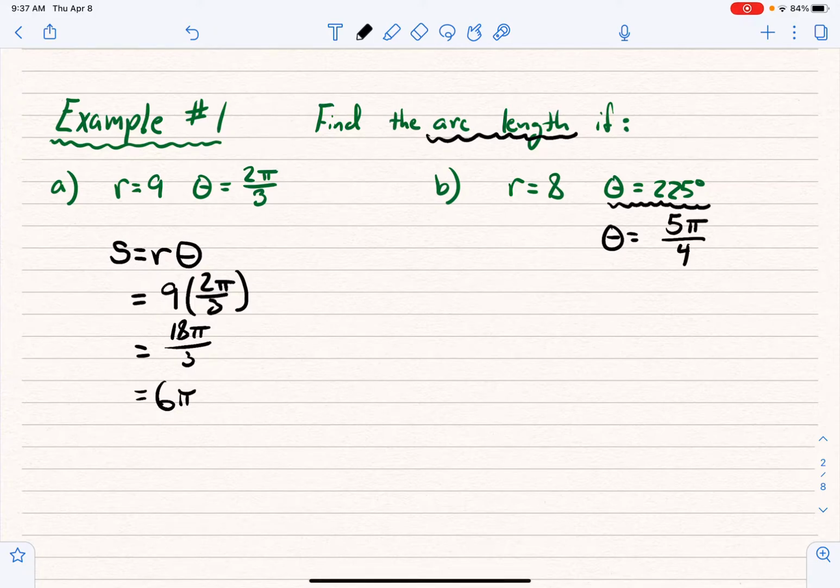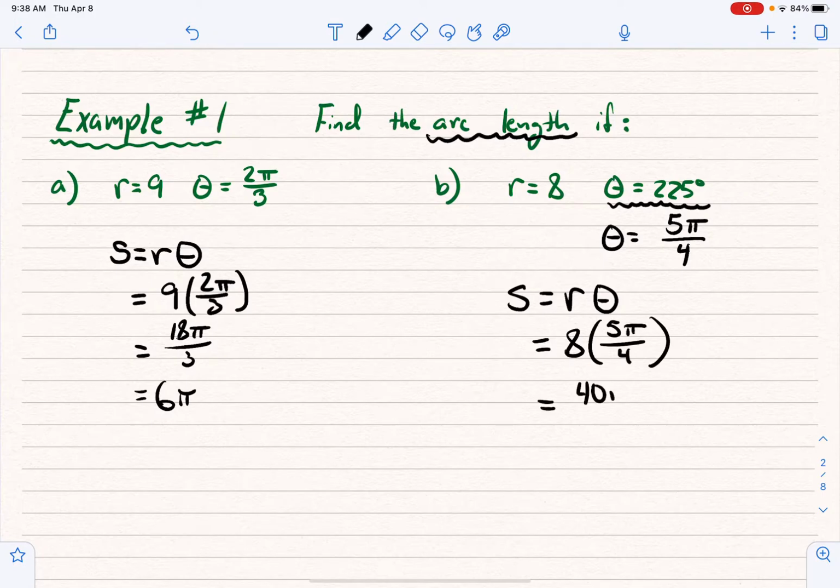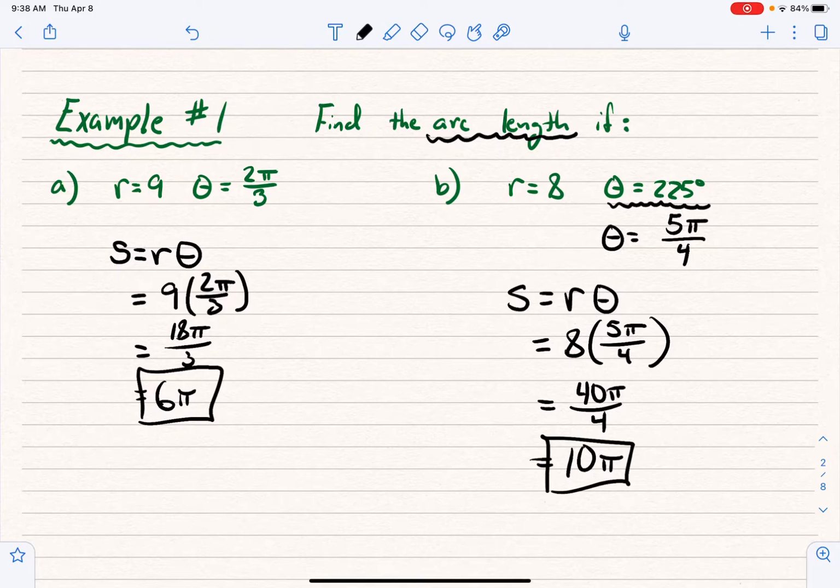Remember, we said all the 45s was always a fourth of pi. So we had 1 pi over 4 and 3 pi over 4. And then the third quadrant, which is 225, would be 5 pi over 4. So therefore, the arc length is equal to radius times theta, which is going to be 8 times 5 pi over 4, which gives us 40 pi over 4, which is 10 pi. Now, they're not always going to work out this nicely to be a whole number and pi, but those two are pretty good. So this is obviously really simple stuff.